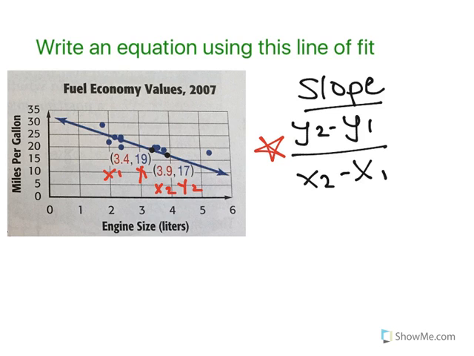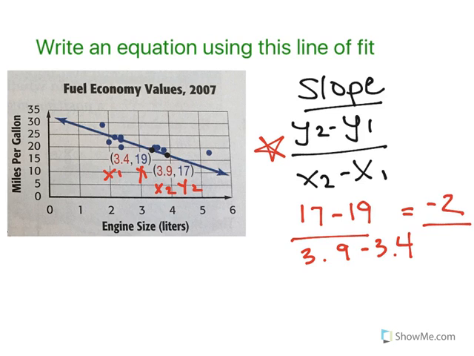My y2 is going to be 17 minus 19, all over 3.9 minus 3.4. So 17 minus 19 is negative 2. 3 and 9/10 minus 3 and 4/10 is just 5/10. So that's my slope, negative 2 over 5/10.